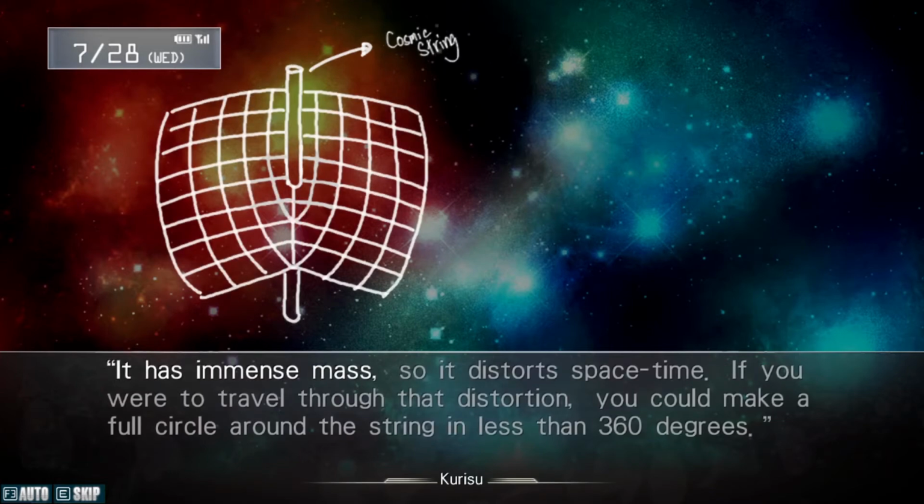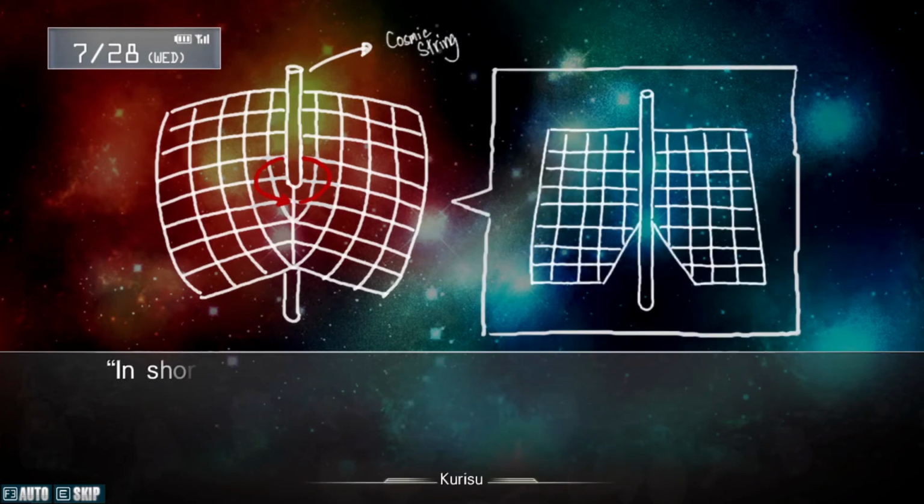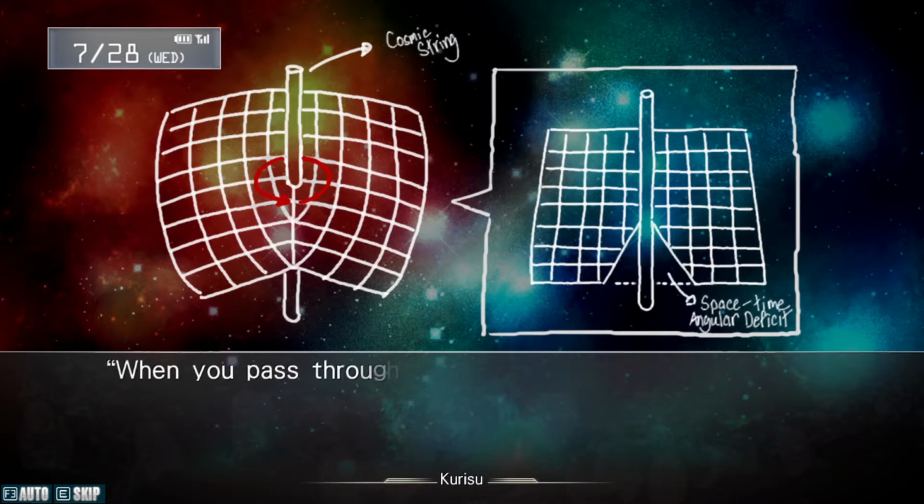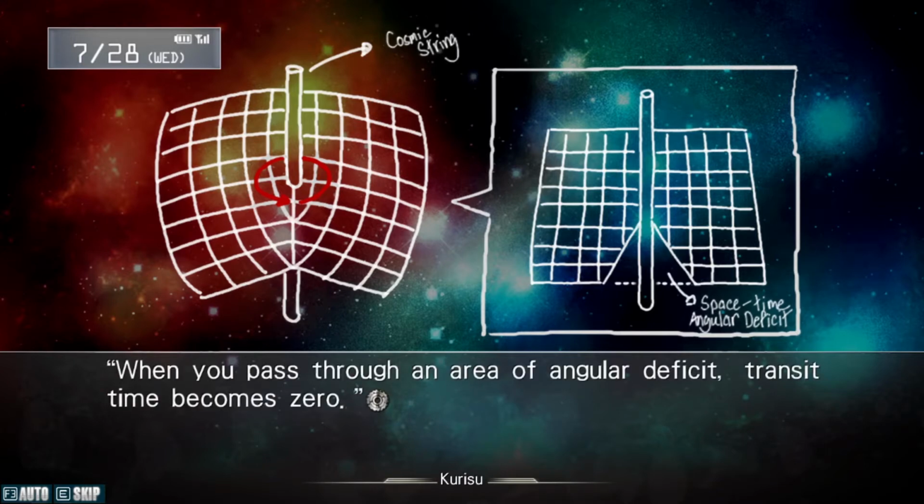It has immense mass, so it distorts space-time. If you were to travel through that distortion, you could make a full circle around the string in less than 360 degrees. In short, you can do something resembling a warp. This is called a space-time angular deficit. When you pass through an area of angular deficit, transit time becomes zero.